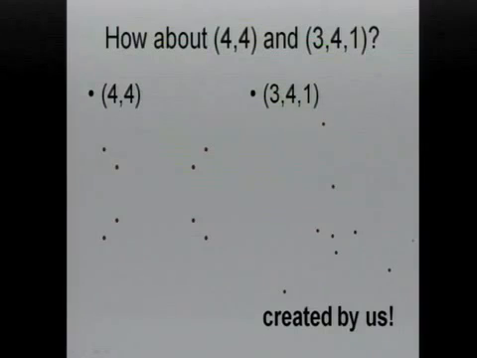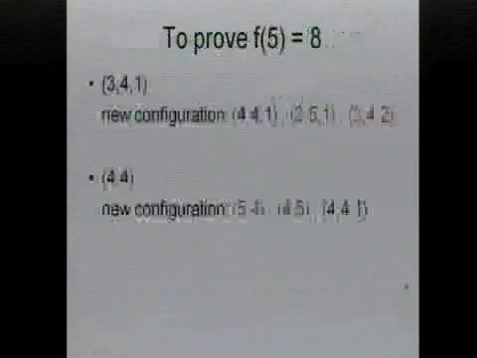And then how about 4, 4 and 3, 4, 1? Actually, we are happy that we found 2 examples. On the left is the 4, 4 configuration found in a previous paper, and on the right you can see an example of a 3, 4, 1 configuration that does not contain any convex pentagon. The figure on the right is created by us.